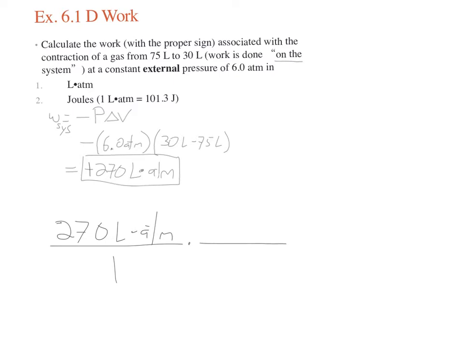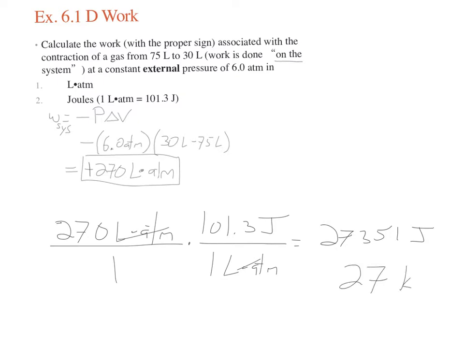But we say every 1 liter atmosphere is 101.3 joules. So we get 27,351 joules rounded at the end. 2 sig figs, and since this registers in the kilojoule scale clearly, we will say 27 kilojoules. We always report the numbers where they register.